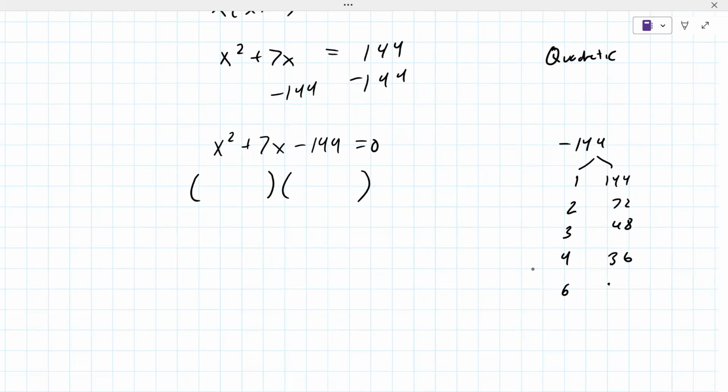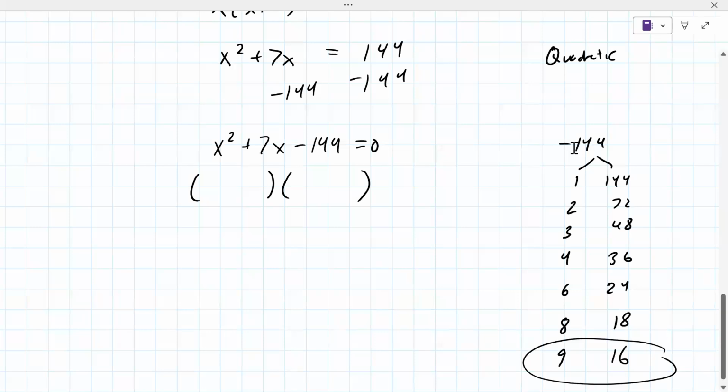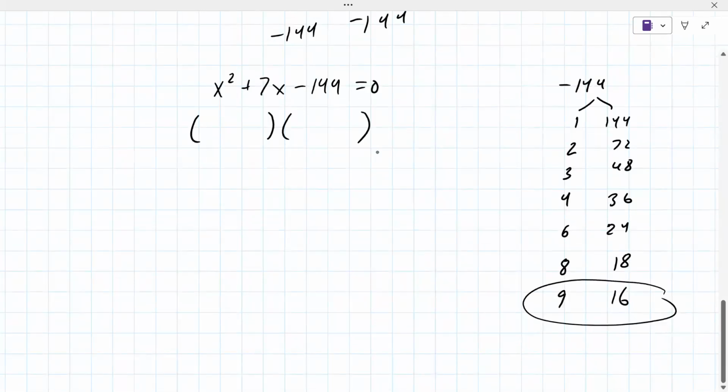It goes in evenly to 144. It's 24. Okay, and then let's do, does 8 go in? 8 should go into that. Yeah, that'd be 18. Does 9 go in? Yeah, 16. There it is. Okay, so this last one is the pair. So it's two numbers that multiply to minus 144 but add to positive 7. So it's either minus 9 and positive 16, or it's positive 9 and minus 16.